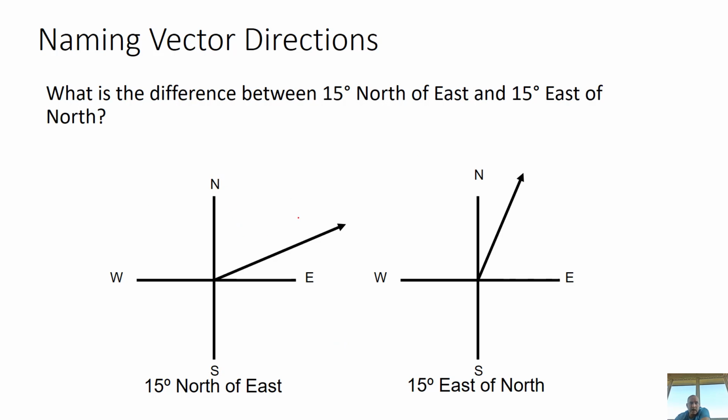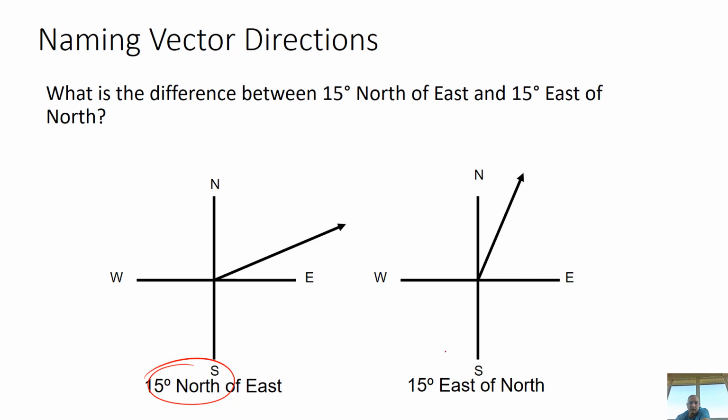Okay, and now we're going to look at naming directions. This is important because if I just say go 15 degrees, you're not going to know what I'm talking about. Is it north of east? Is it east of north? Is it something else? 15 degrees north of east is different than 15 degrees east of north. When you think about the angle, you include the first word next to it: 15 degrees to the north, 15 degrees to the east.